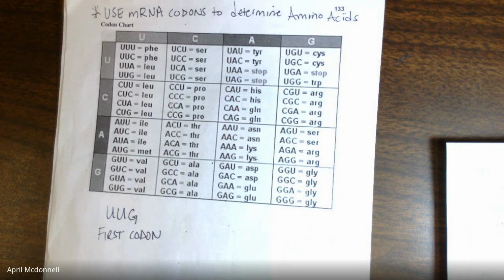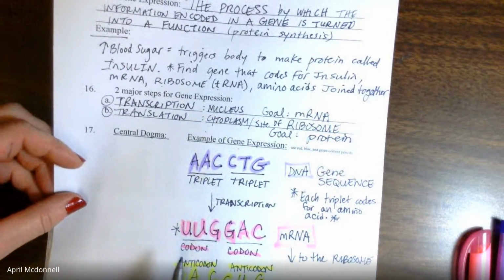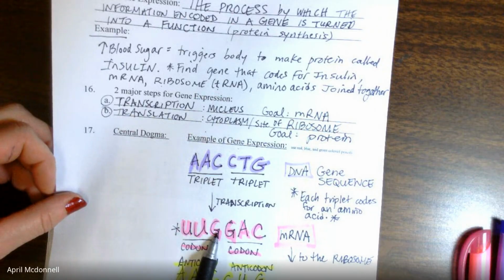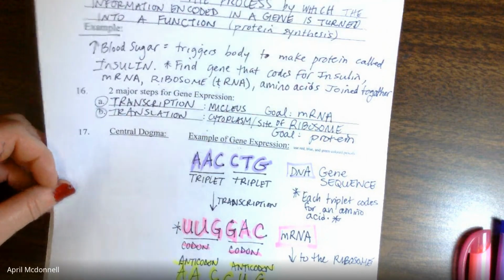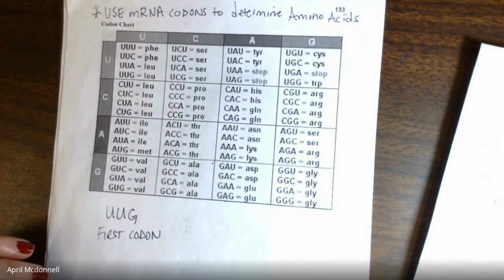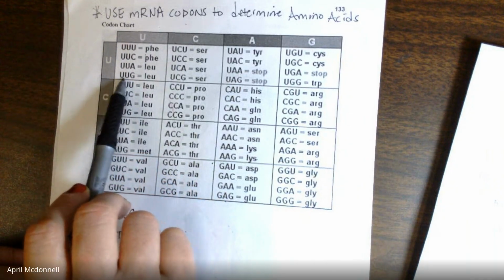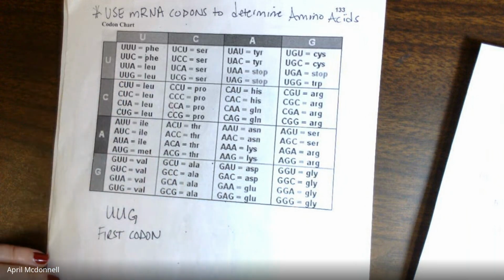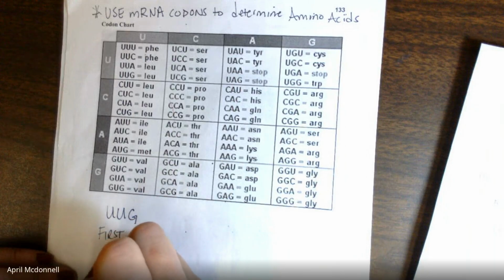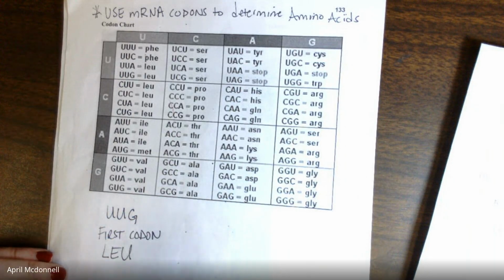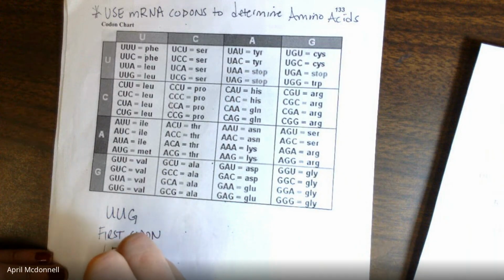So when you are going to determine the name of the amino acids that will ultimately be in your protein, you want to go ahead and look at the messenger RNA codon. So our first messenger RNA codon is UUG. I'm going to go ahead and find that in the table of codons. So I see, here we go, UUG is right here. And it codes for an amino acid that's abbreviated LEU, but that stands for leucine.